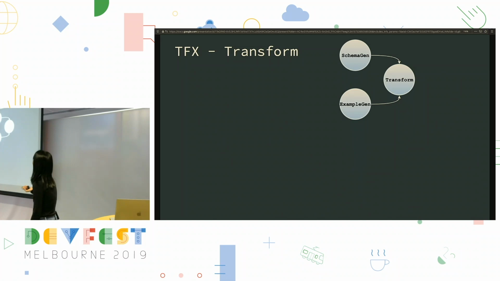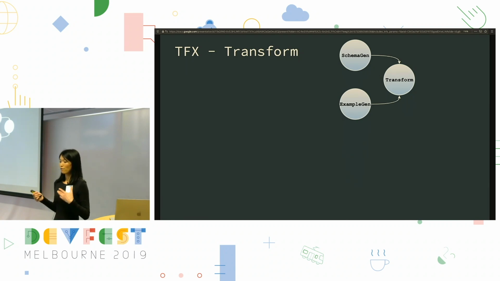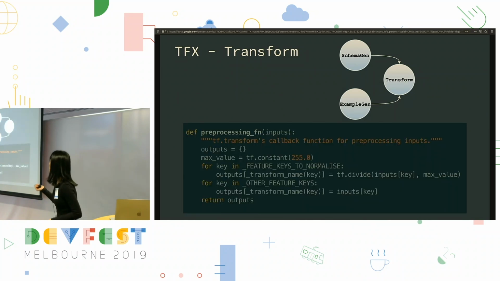Now, once we have defined the schema and imported the data, it's time to perform preprocessing on the data, which is done in a transform component. The transform component does a full pass, a full epoch, over your data and then creates TensorFlow operations to apply the preprocessing functions to your data. In my example, I just apply a normalization function onto my image data before model training.